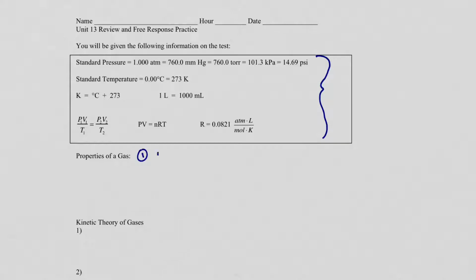First, gases have no definite shape or volume. What this really means is that if you put a gas into a container, it will spread out and fill up that container entirely, which is different from a liquid. If you put a liquid into a container, it will only occupy the space at the bottom of the container. But a gas, because the particles are not attracted to one another, they'll just separate and spread out and fill up the entire volume of any container.